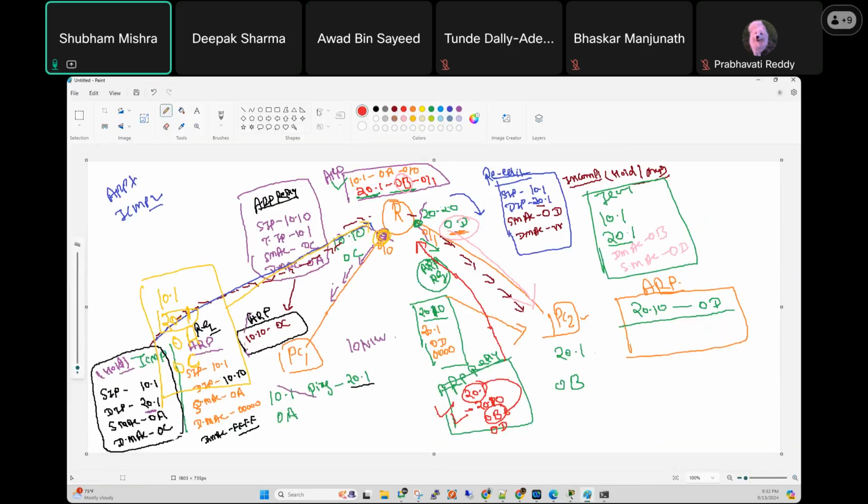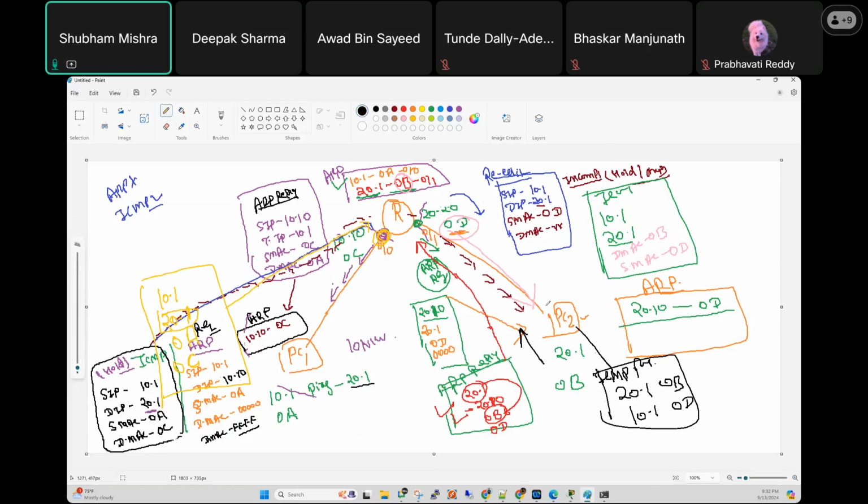This packet will reach the router. What will the router do? PC 2 will generate an ICMP reply. In the ICMP reply, what is the source? 20.1. Destination 10.1. Source MAC will be 0B. Destination MAC will be 0D, the default gateway MAC address. I told you, everyone.